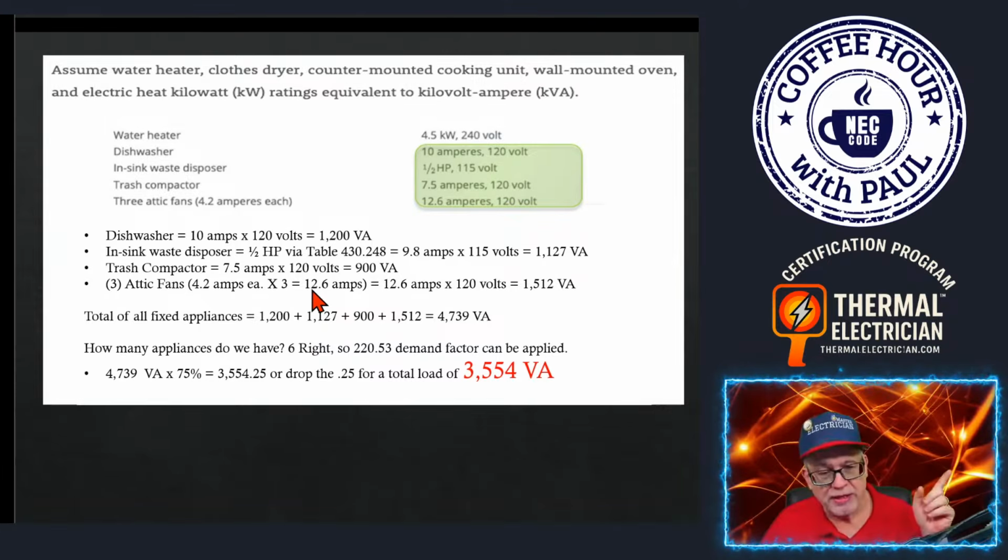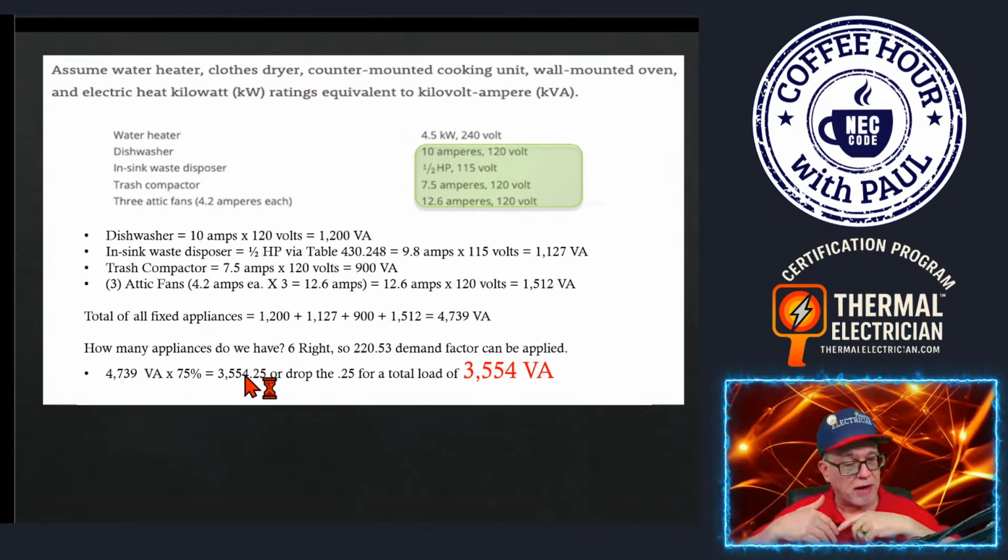Absolutely. The same way we do it for the hots, sizing the ungrounded hot conductors for the service, we get to apply it also to the neutral. Keep life simple, right? So 4,739 times 75% should be 3,554.25. Now, you don't have to drop this here. You can leave it and drop it at the end if you want, but we're going to drop it.